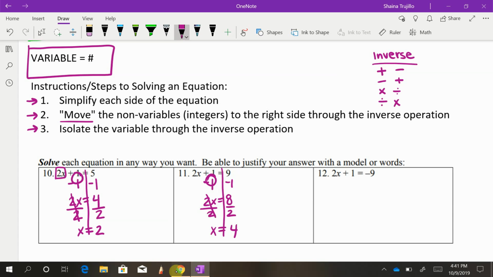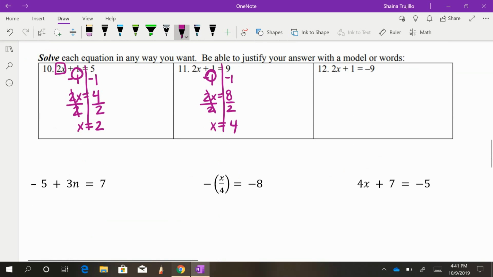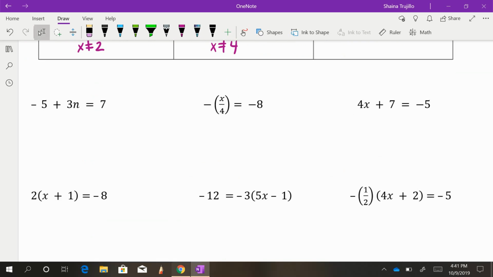Now I want you to try to do number 12. If you want to pause the video so you'll have time, now would be a good point. Okay, I'm just going to show you a few examples.